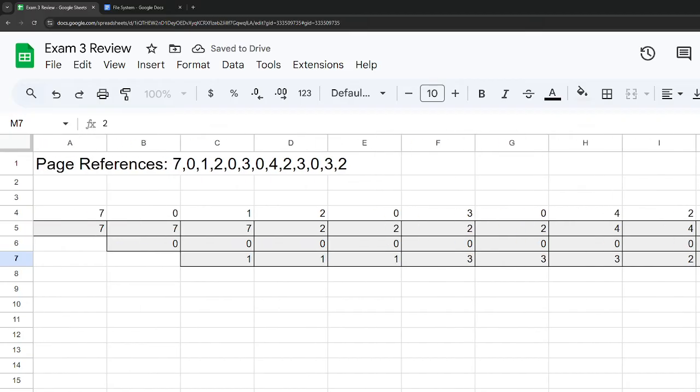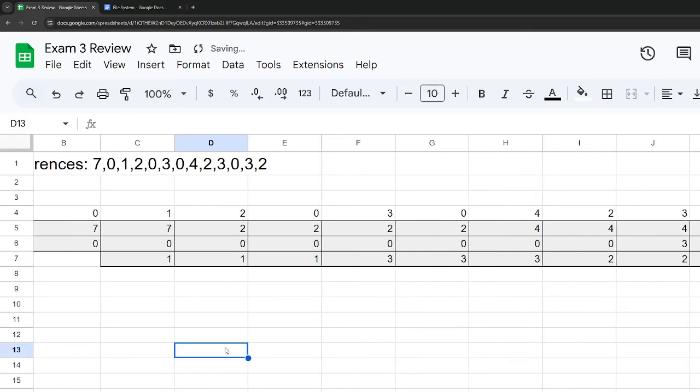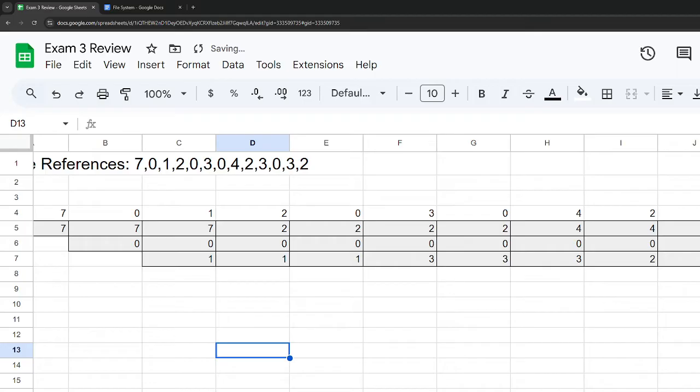Awesome. Has anybody got any questions about how I got this, or is confused? All right, no questions. Then we'll move on to the next of the page replacement algorithms.